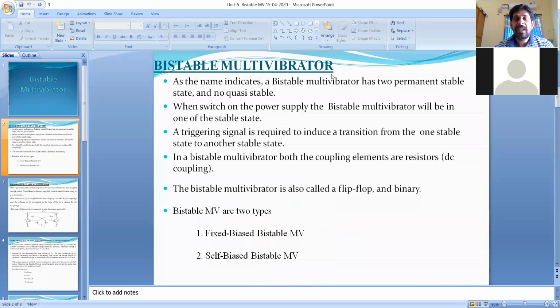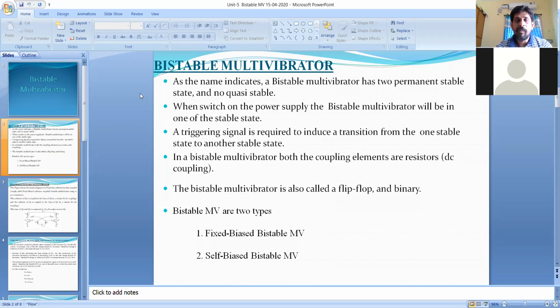Therefore, depending upon the applications, another name for the monostable is voltage to time converter, or one shot, or rectangular wave pulse generator. It is also called a delay circuit, because after how much time delay another circuit is triggered. That's why the monostable multivibrator is also used for delay circuits.